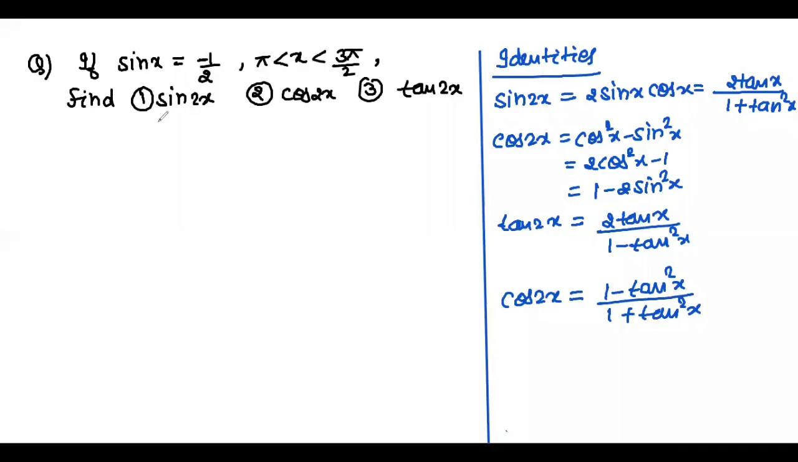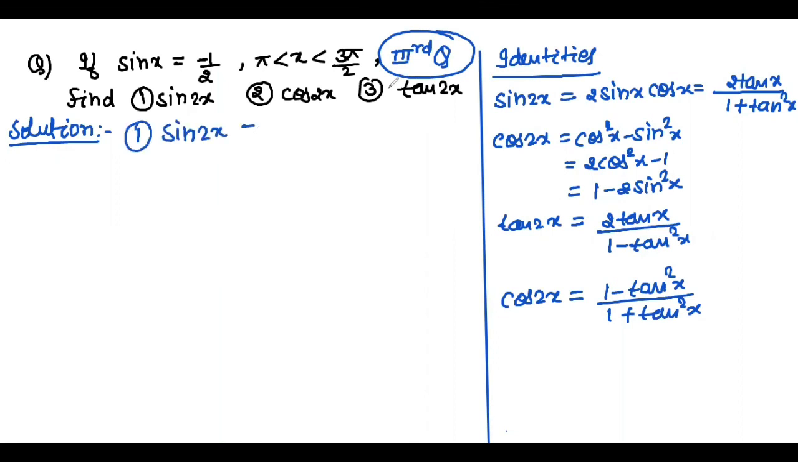Now we'll discuss the next identity based question. The question is, if sin x equals minus 1 by 2, where x is greater than pi and less than 3 pi by 2, meaning x is in the third quadrant, we have to find sin 2x, cos 2x and tan 2x. First of all, I'm finding sin 2x. We will use the identity sin 2x equals 2 sin x into cos x. For that we have to find cos x also. Sin x we have, that is minus 1 by 2, but we have to find cos x.